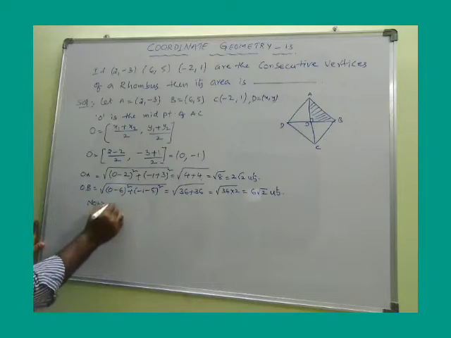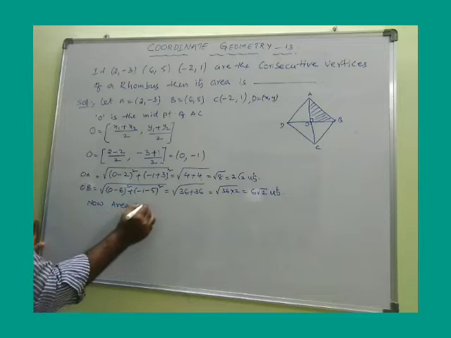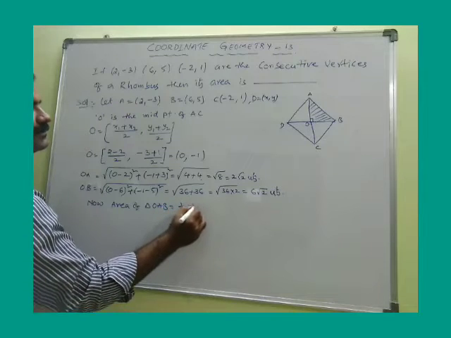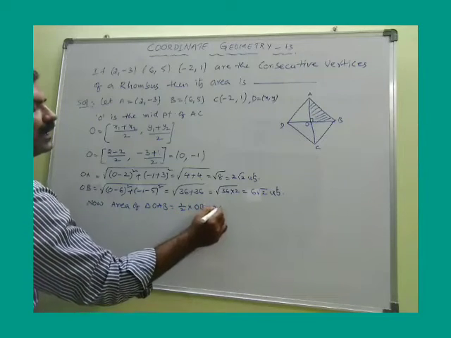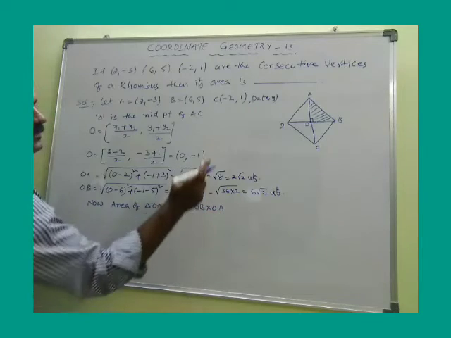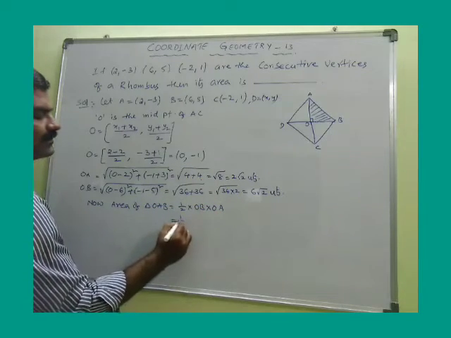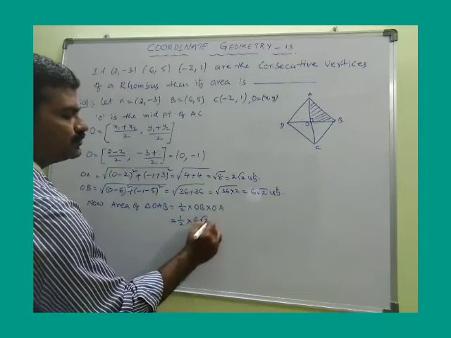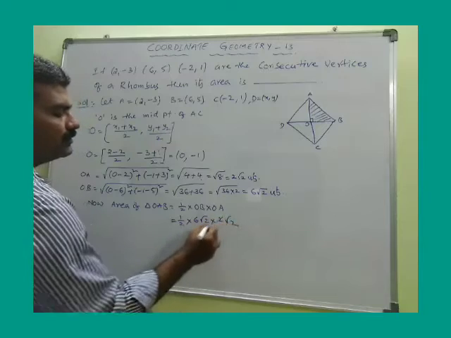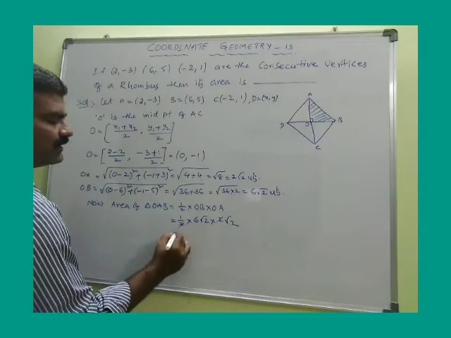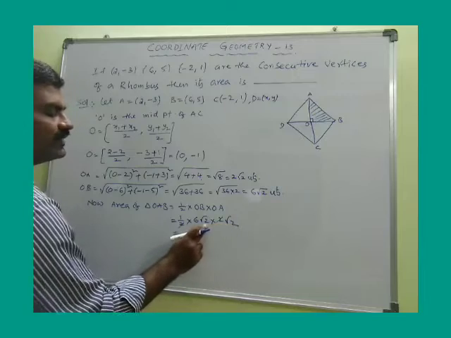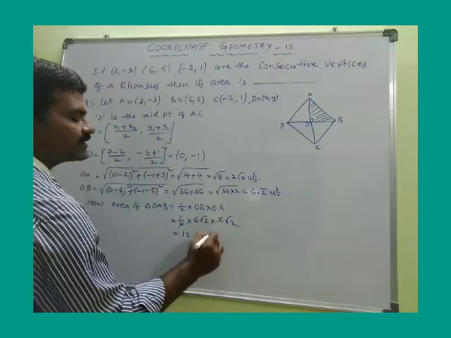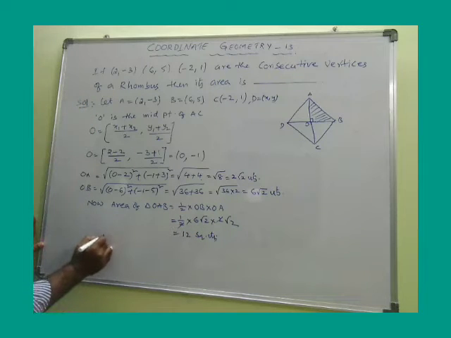Now I want the area of triangle OAB. The formula is half into base into height. Base is OB and height is OA. So half into, just now we got OB is 6 root 2 into 2 root 2. 2 gets cancelled. Now this is 6 into root 2 into root 2, anyhow 2, 6 into 2, 12 square units.